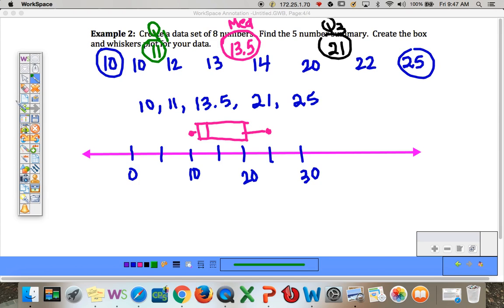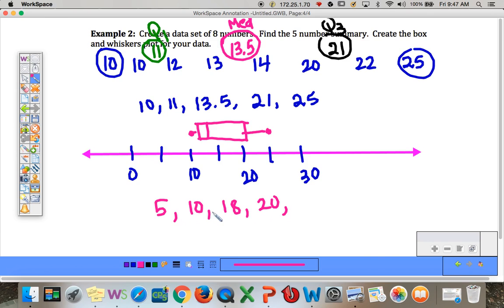Let's do one more example, and let's put it on the same number line. So let's say I just had 5 numbers, and let's say my 5 numbers were 5, 10, 18, 20, and 25. All right, so let's say this was our set of data.